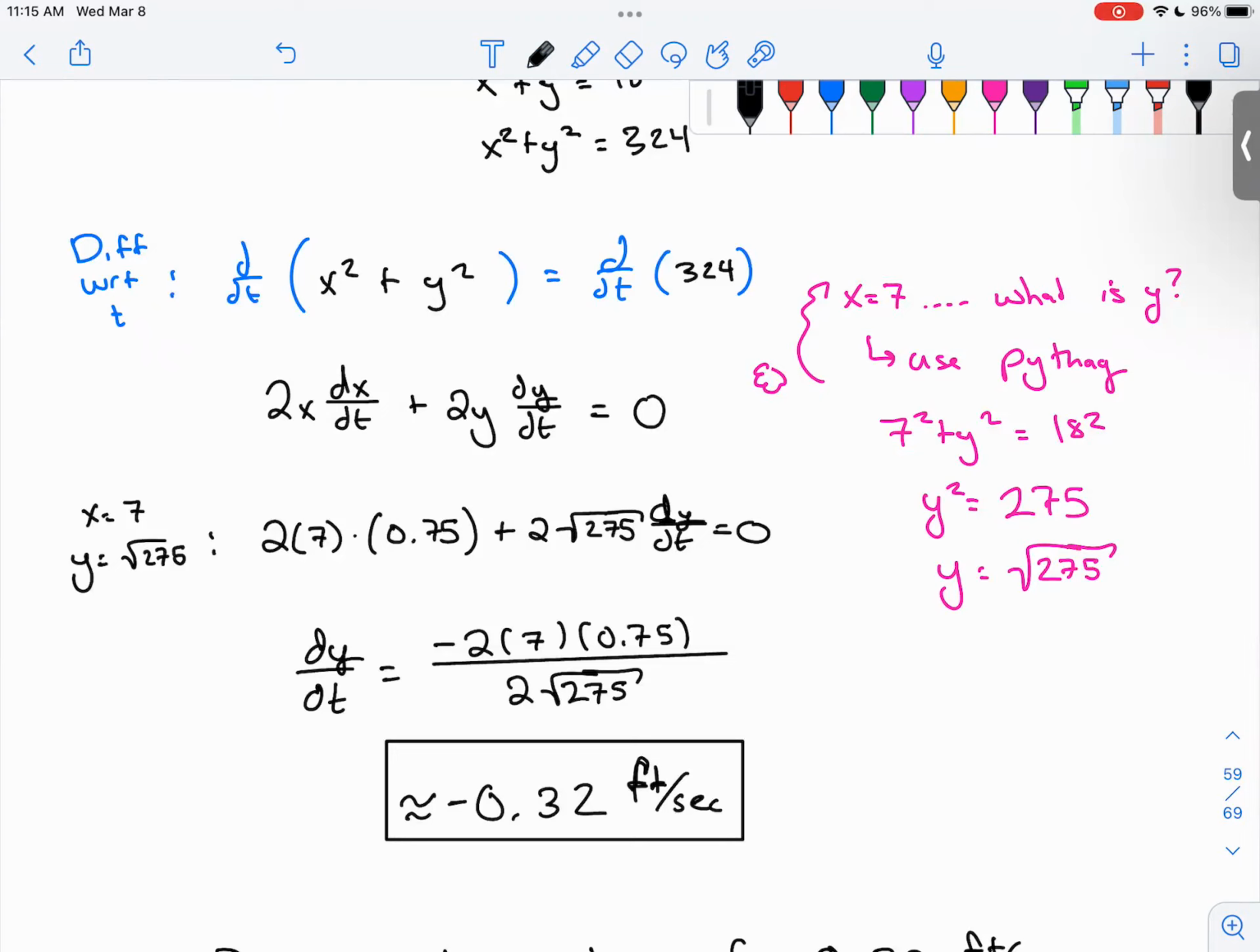That's a very good point. When you're using the variable x, remember that you're taking the derivative with respect to t. It's like you're doing implicit differentiation for both variables, so you have to have that dx/dt or that dy/dt.